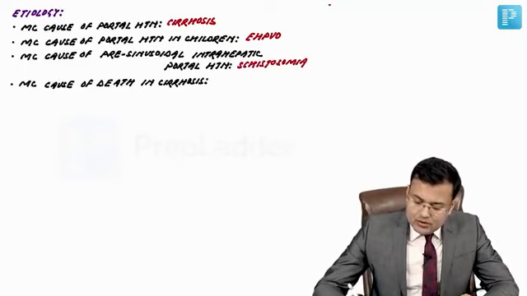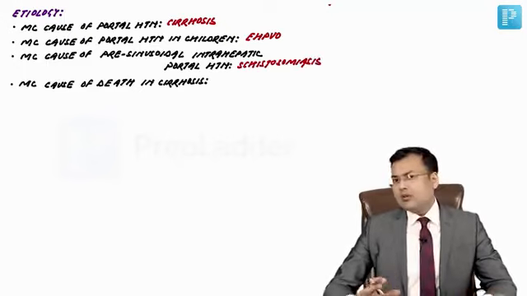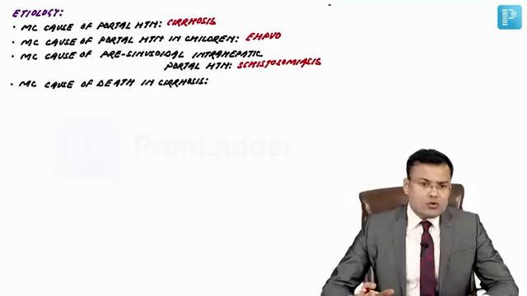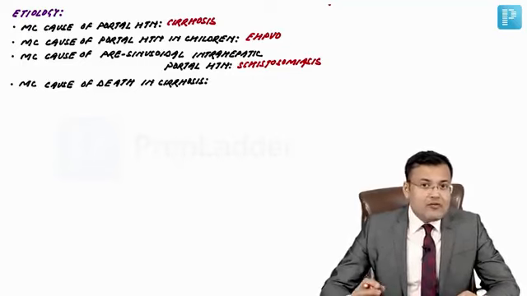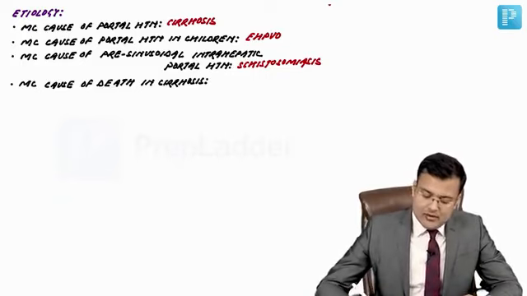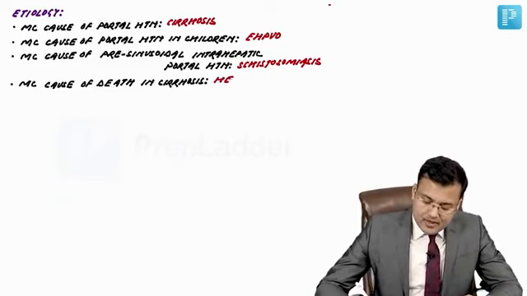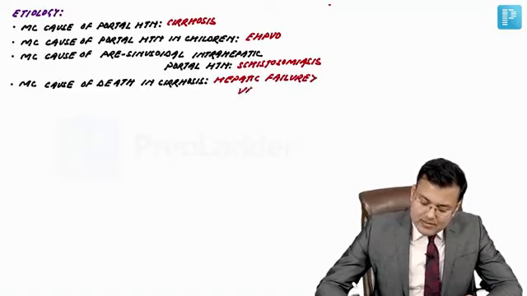Now coming to the cause of death. Most common cause of death in cirrhosis is hepatic failure followed by variceal bleeding.